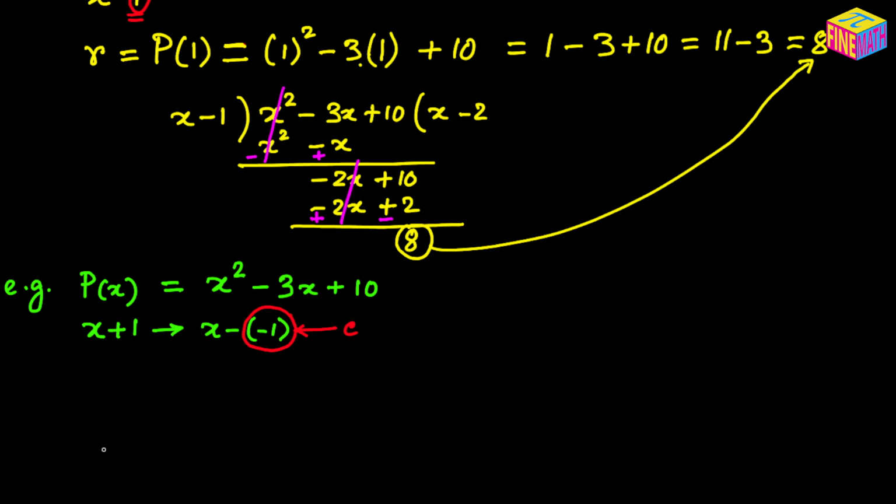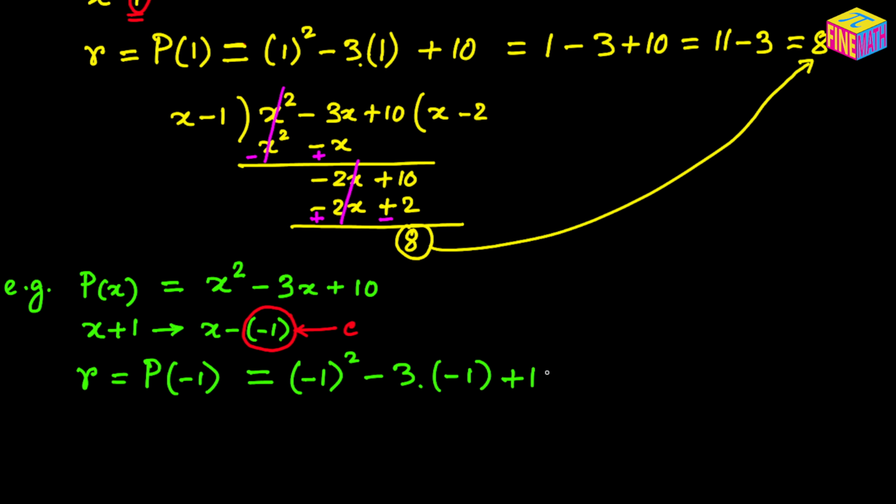So then now rest of it is easy. So what would be the remainder? Well, our remainder will be equal to p of c. And p of c means, in this case, what is our c? That is negative 1. So p of negative 1. So that is our remainder. Now let's evaluate that. So our polynomial is x squared minus 3x plus 10. So in place of x squared, I am going to write negative 1 squared, then minus 3 times x. For x I'm going to write negative 1 and plus 10.